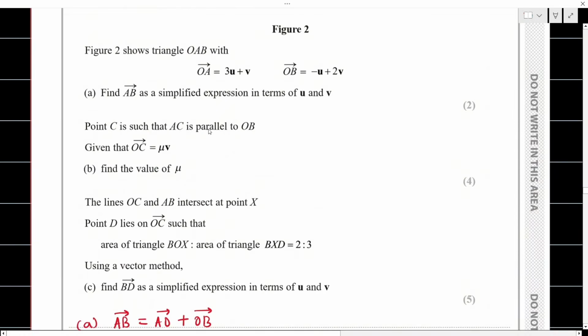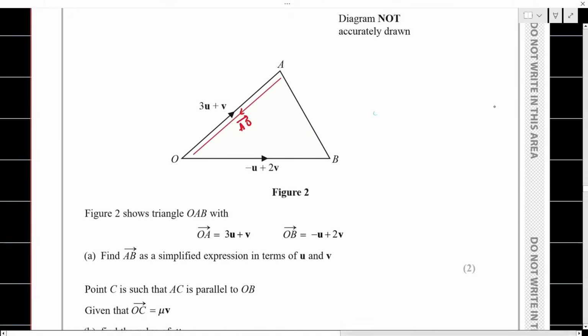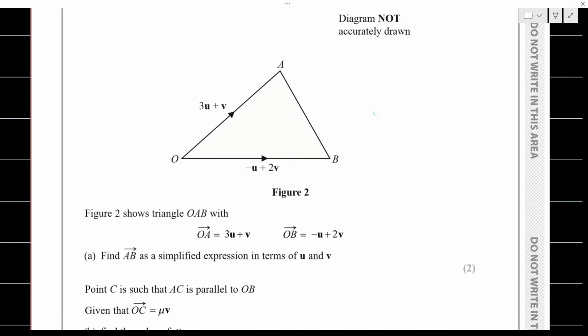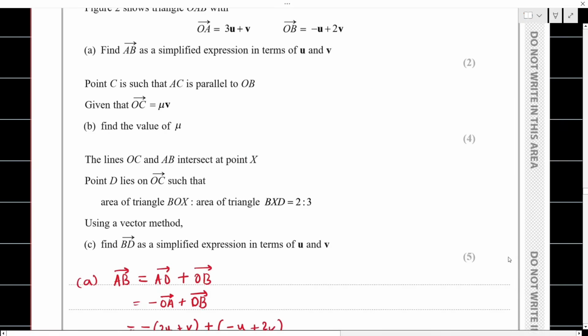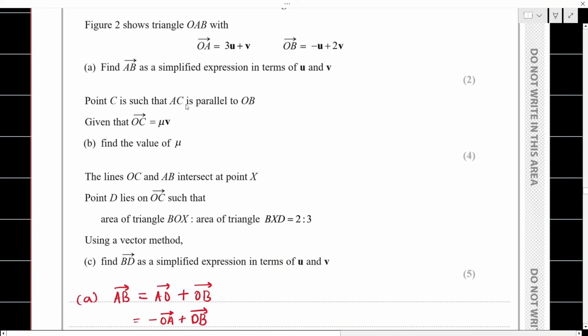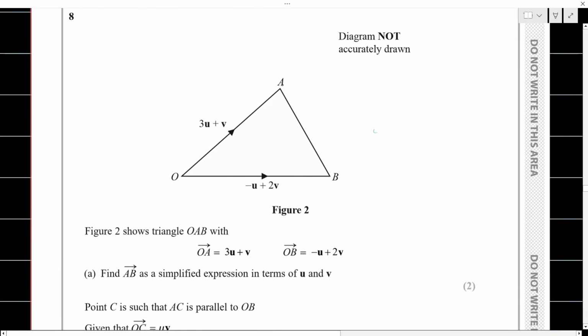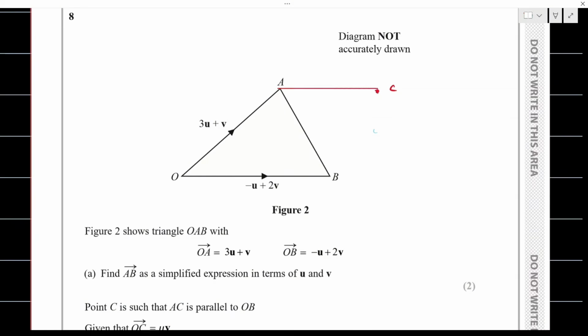Now we can move to part B. We can see in part B, a point C is given such that AC is parallel to OB. There is a point C around our triangle that makes the vector AC parallel to vector OB. So there is a point C that makes the length AC parallel to the length OB. So these two are parallel. This line and this line are parallel.